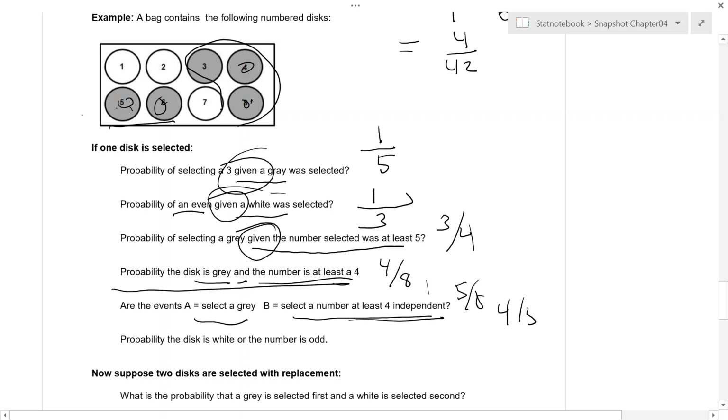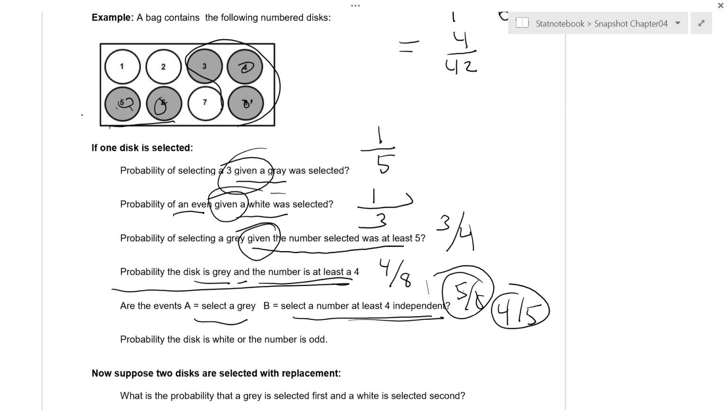4 out of 5, right? That's different than just selecting at least a 4. So they're not independent. What's the probability the disk is white or the number is odd? Simple counting problem. White or odd.